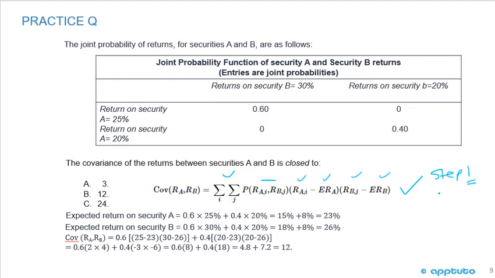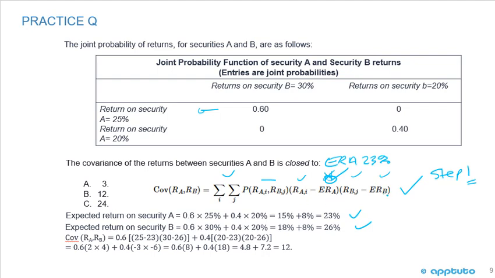So what was step one? Step one, we have to calculate the expected returns. So the expected return for A is the probability 60% times 25% plus 40% times the 20%. And so that gives us 15% plus 8%. So we get 23%. So now we know the expected return of A is going to be 23%. Okay, we can plug that into our formulas. And we've got the returns, 25 and 20.